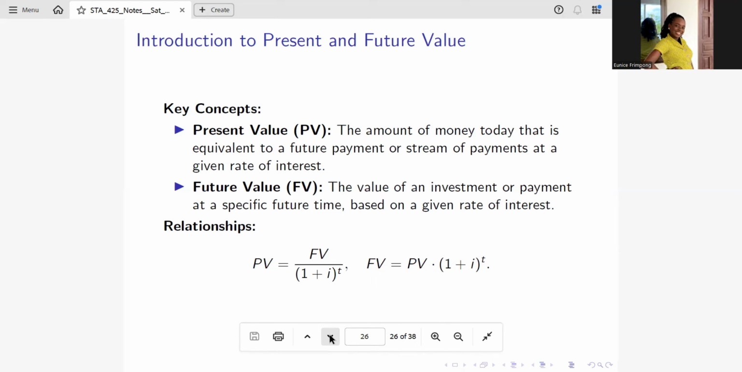But future value is the value of an investment or payment at a specific future time based on a given rate of interest. So if you want to know the relationship between present value and future value, we would say that the future value is equal to present value times the accumulation function. And also the present value is equal to the future value divided by the accumulation function. If you apply your algebra, you will get what you need. We've been looking at this all this while.